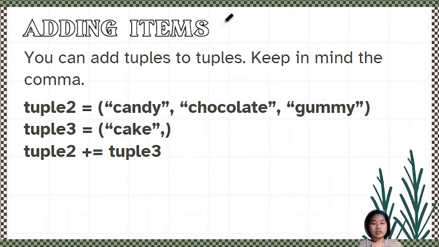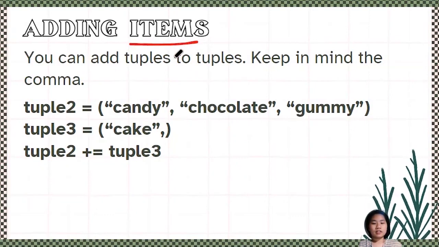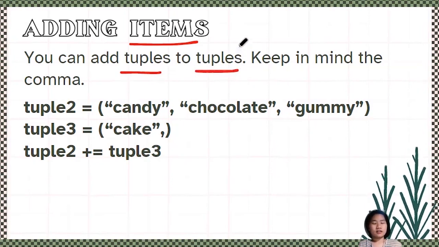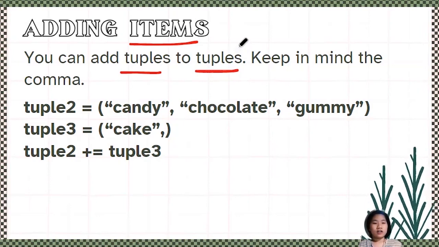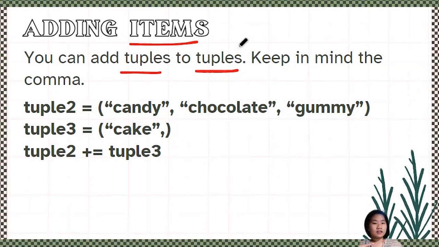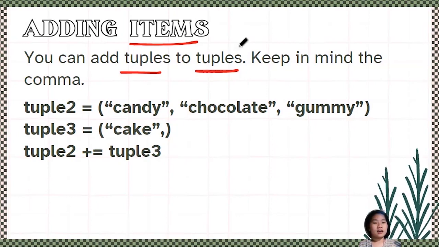Now, another interesting thing with adding items is that you can certainly add tuples to tuples. You cannot change tuples, but you can add them together to make something new. So technically, you're not modifying what has existed. You're simply creating something new out of old things that remain the same.